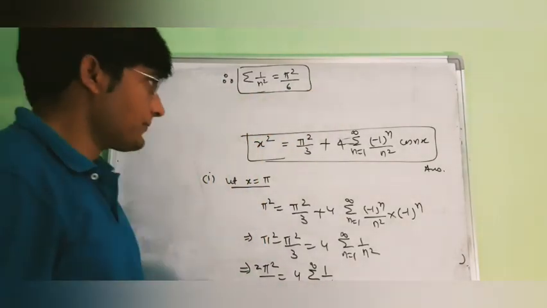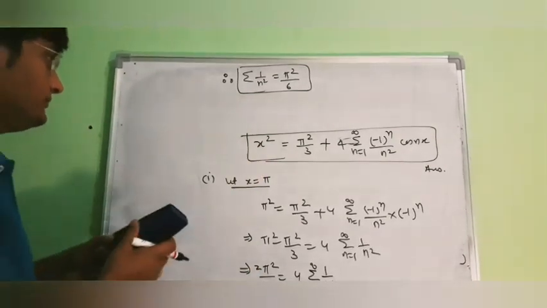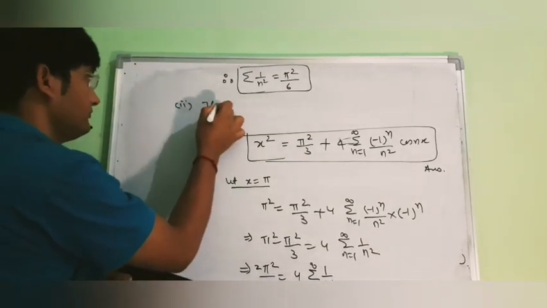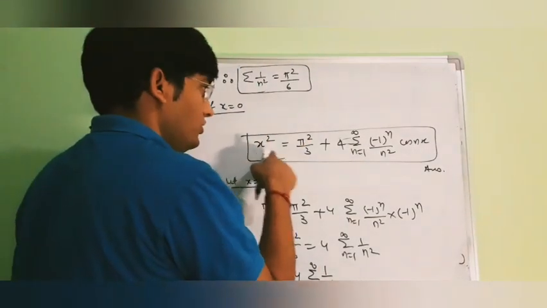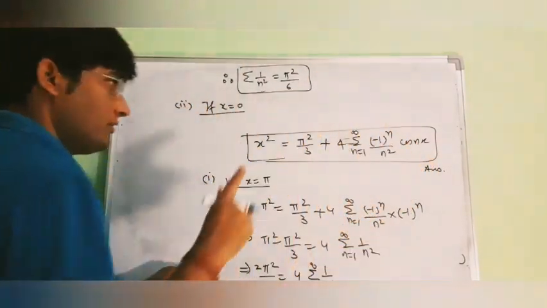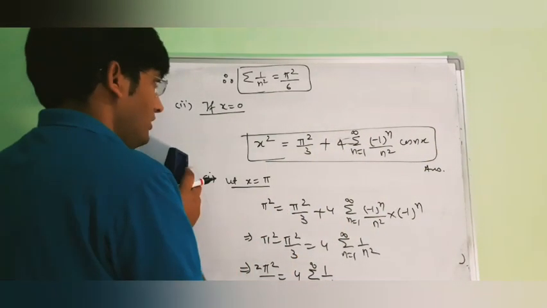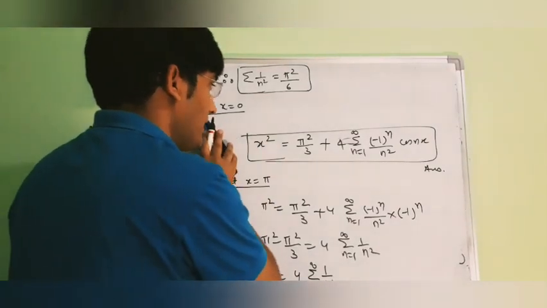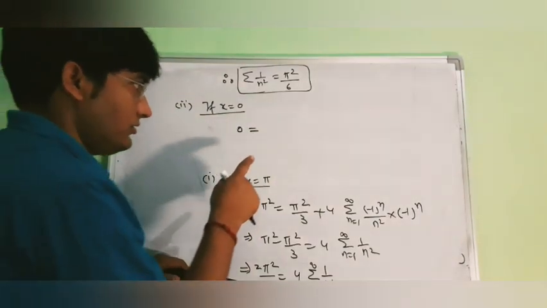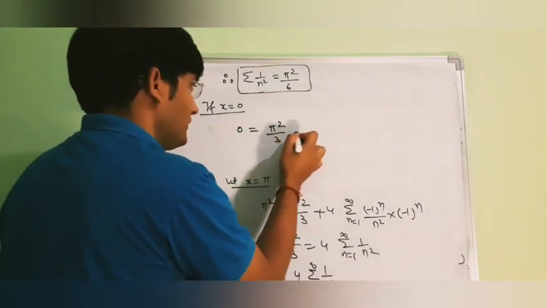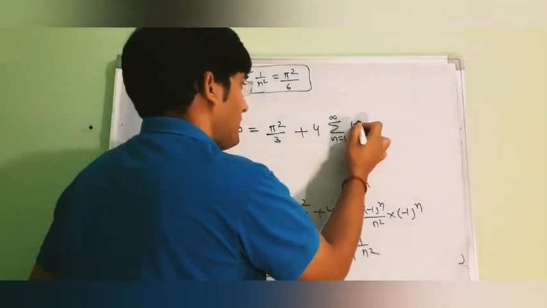Now let us put x equal to 0. If x is equal to 0, then on the left hand side we will have 0, and cos 0 is 1, so we will have 1. So if x equals 0, then the left hand side is 0, so this is equal to 0, and the first term was pi square by 3, then we have 4. Now as x was 0, then in the bracket we will have minus 1 to power n upon n.